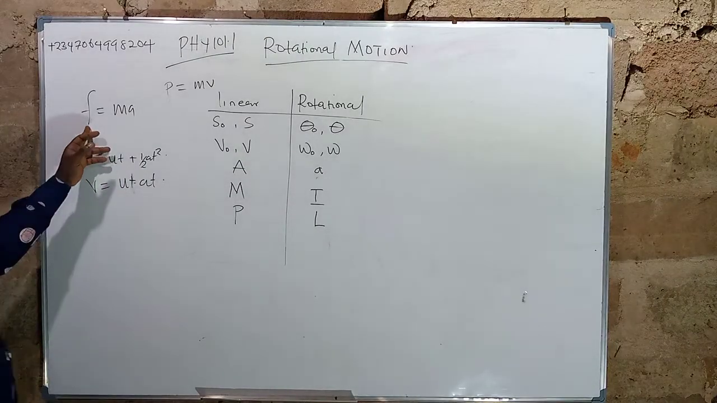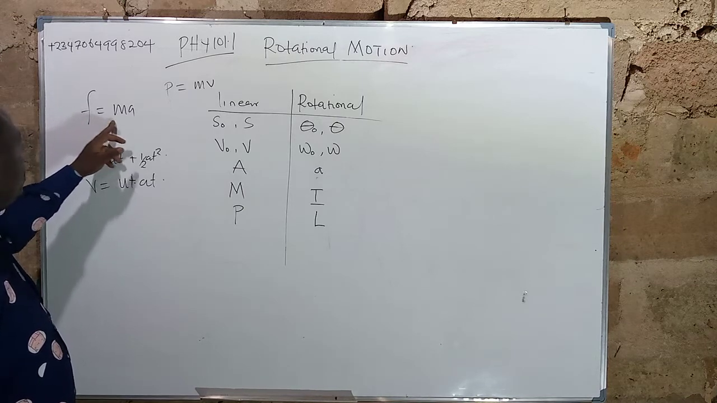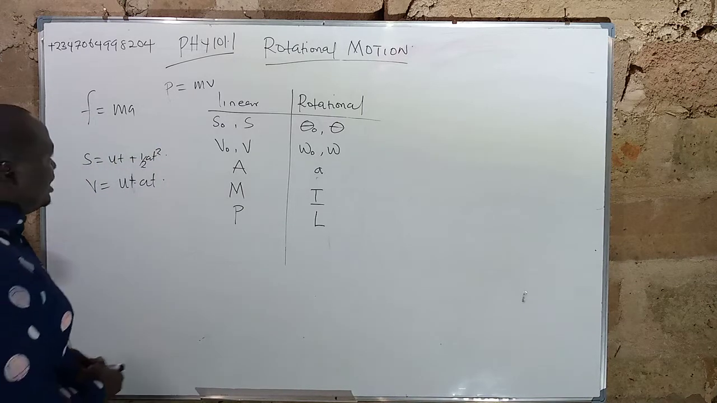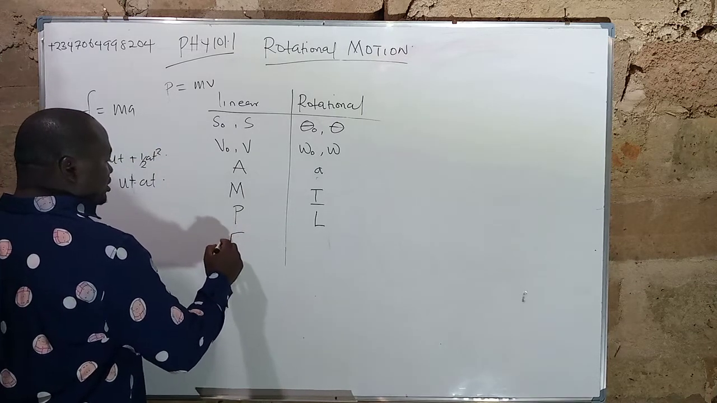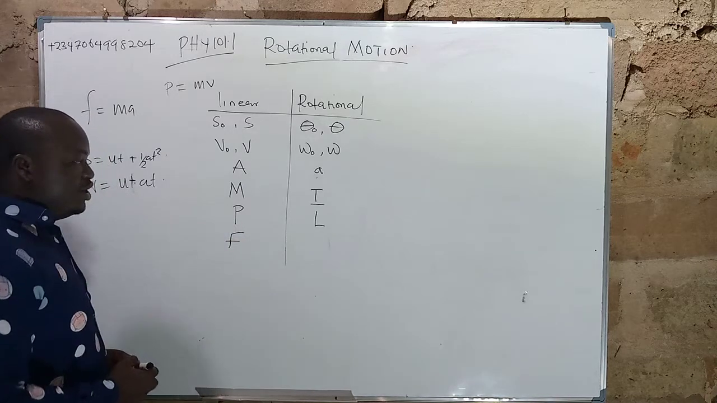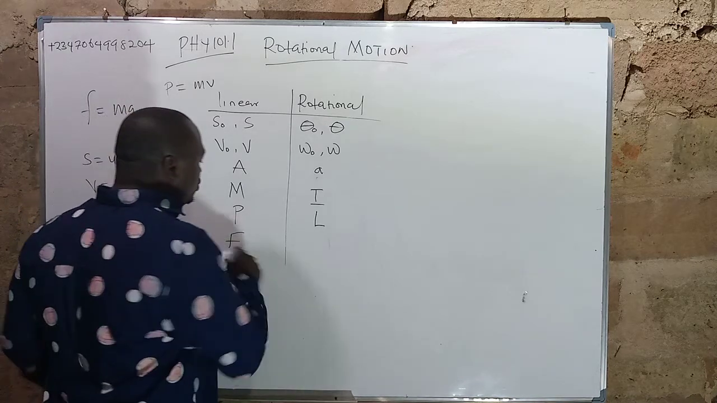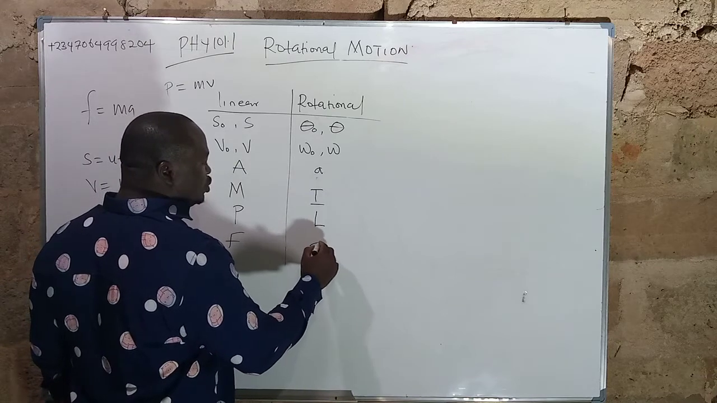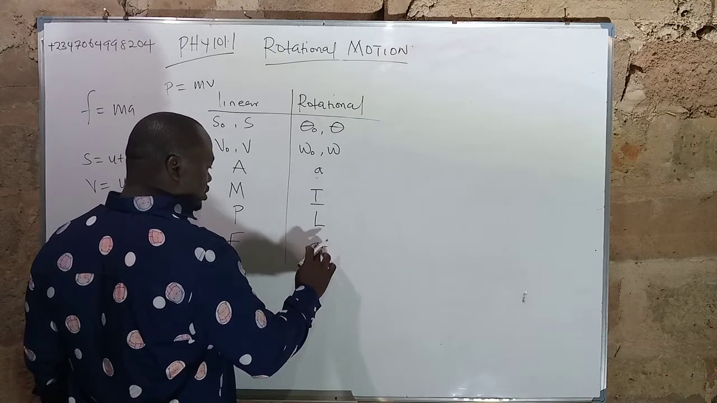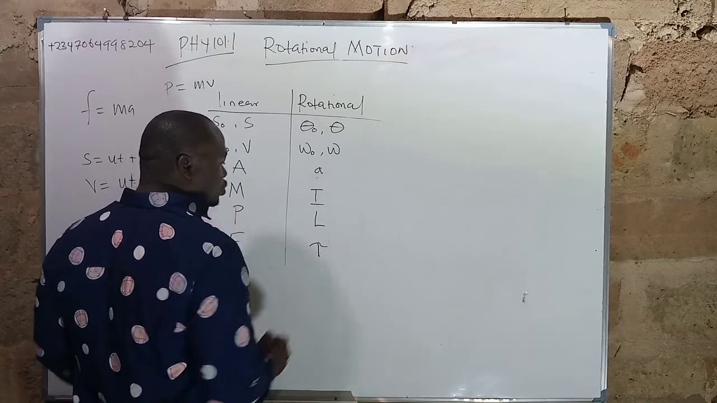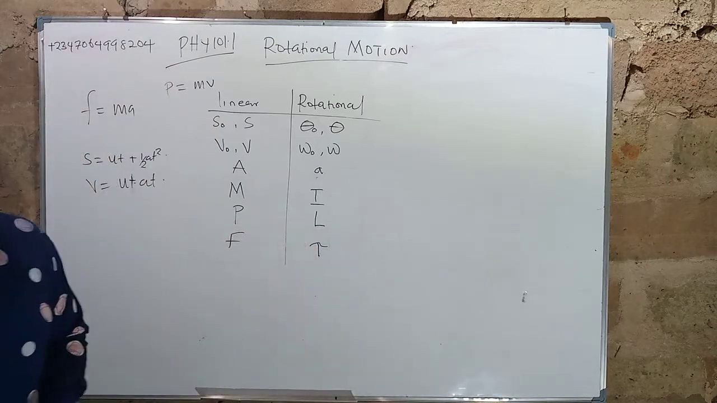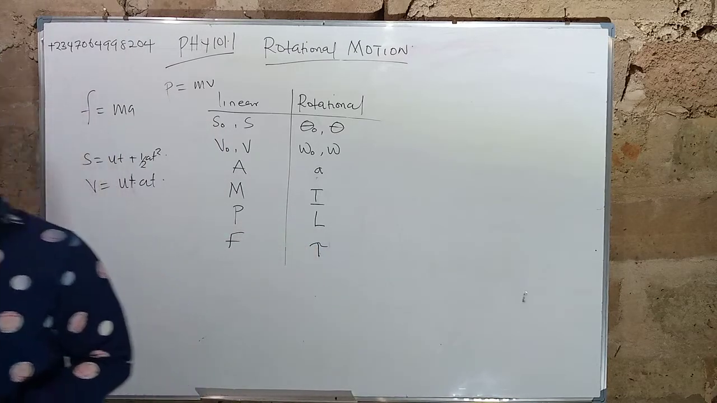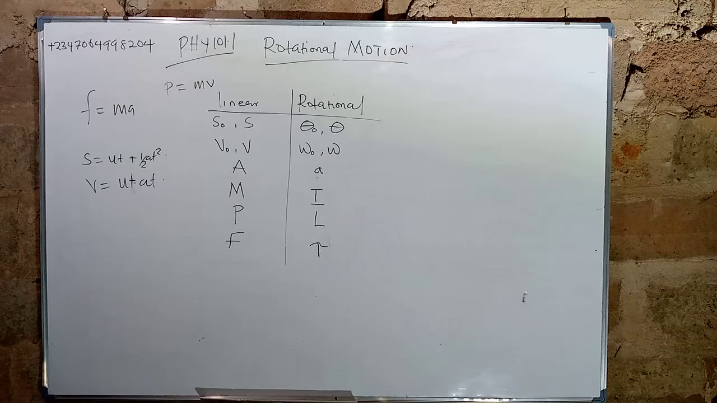Remember from Newton's second law that F is equal to ma. Under linear, the force remains the same, which is F. Under rotational, the symbol of force changes to torque, and that is how to write it. Good. Now let's continue. Remember, this is the introduction.